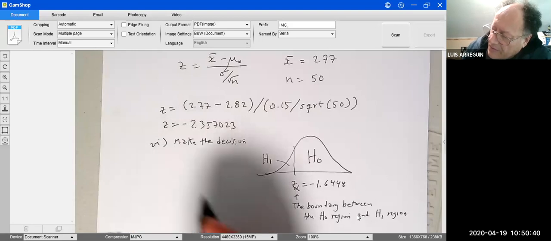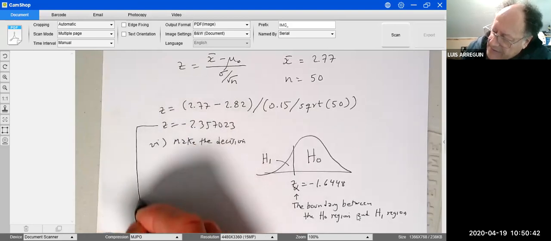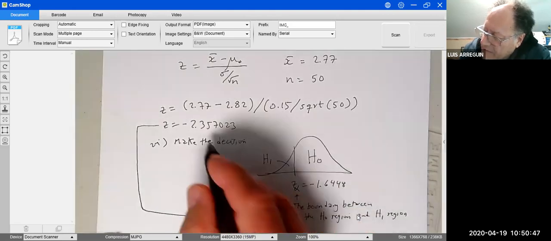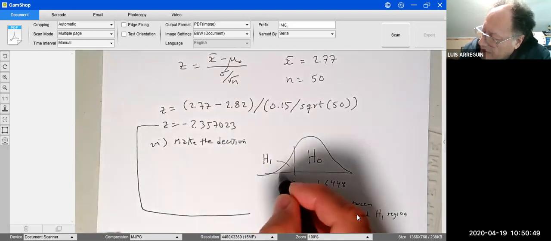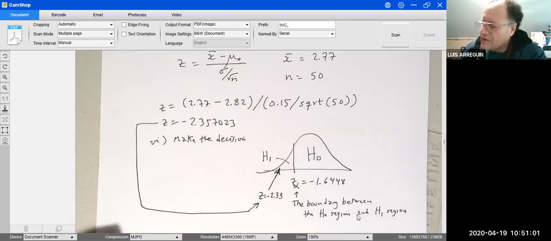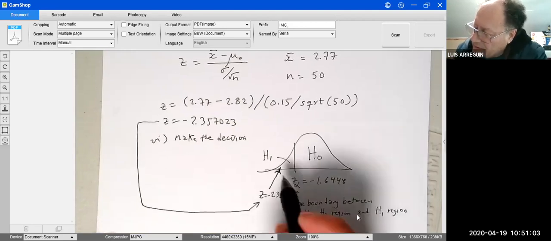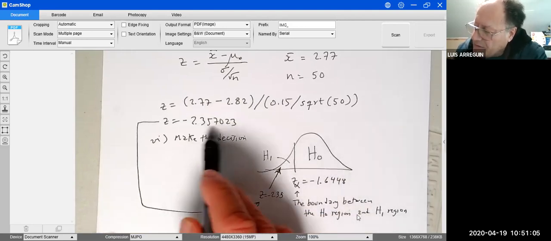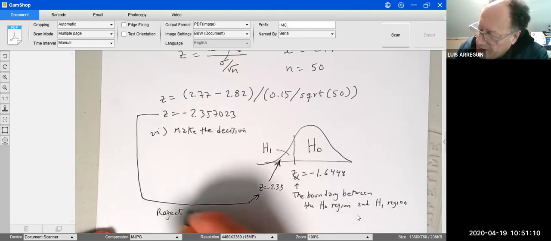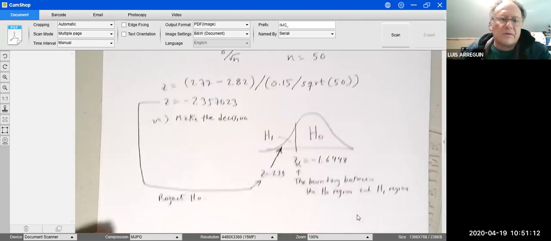So this is the null region and this is the alternative region. So now we're going to use this value that we found here, this z. Where is this value going to be plotted? So negative 2.35 is going to be somewhere over here. This is our z equals negative 2.35. Okay, so now you know that this value is not in favor of the null. So we're going to reject the null.